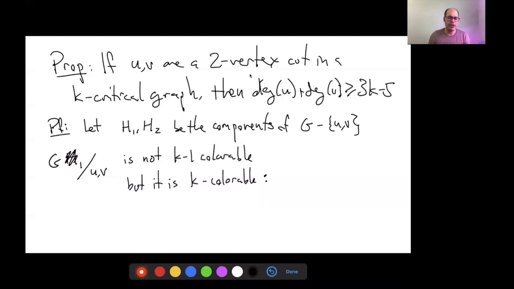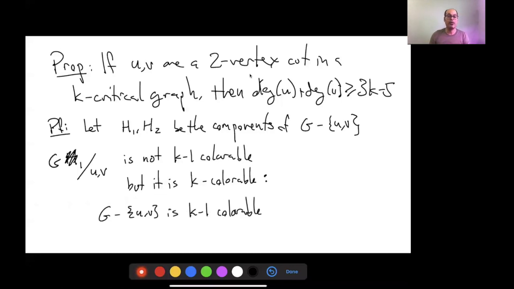So first off, I want to show why it is k colorable if you squish those 2 vertices together. Of course, you knew that the original graph G is k colorable, but this is not a subgraph of the original graph G. You take a subgraph and then you squish 2 vertices together. That's just something different. Why should it be k colorable?